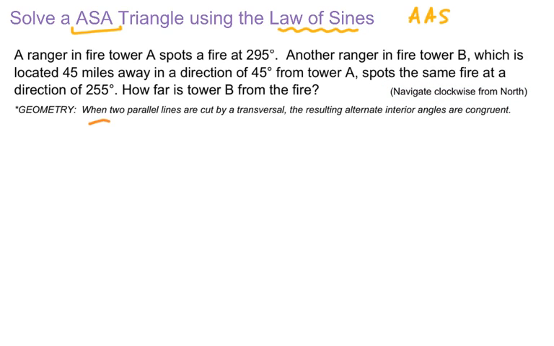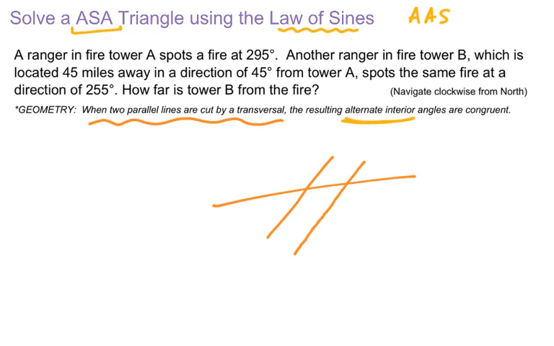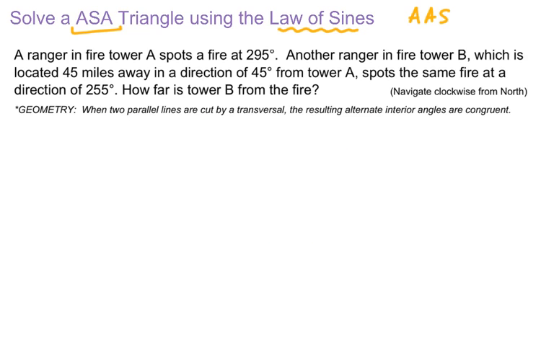We also have a little piece of geometry that is going to help us. And this is when two parallel lines are cut by a transversal, so that's the line passing through them, the alternate interior angles are going to be congruent. So this is something that helps us to determine angle measures. Alternate interior angles are always going to be equal as long as our lines are parallel. So let's start drawing.